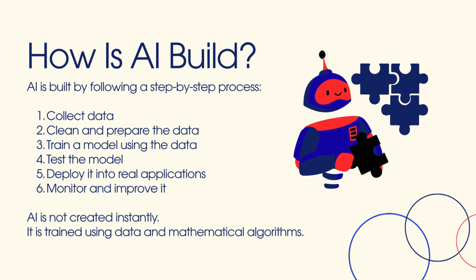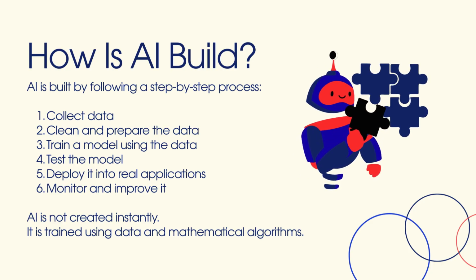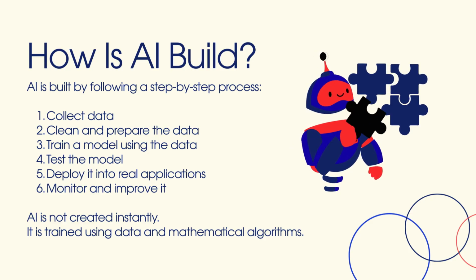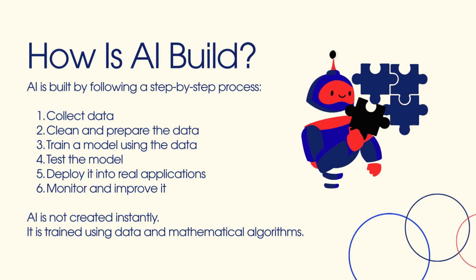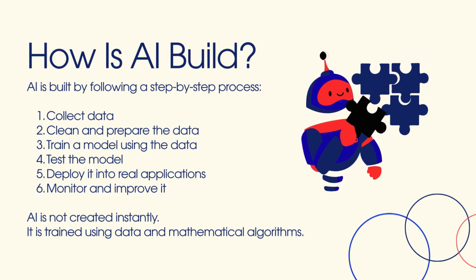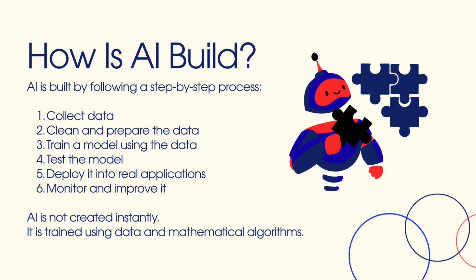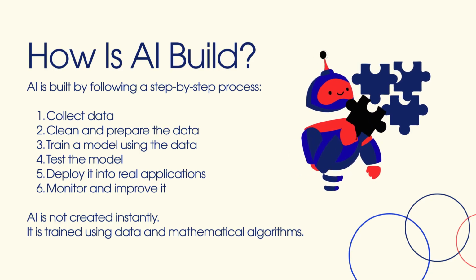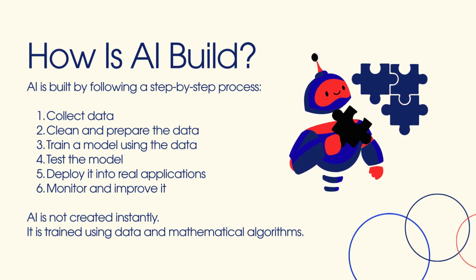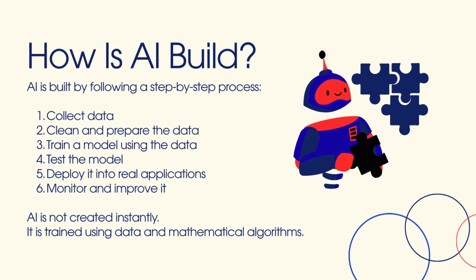After training, they test the model. They check whether it makes accurate predictions on new data. If the performance is good, they deploy it into real-world applications, such as mobile apps, websites, or business systems. Finally, they continuously monitor and improve it to maintain accuracy over time. Artificial intelligence is not created instantly. It is carefully trained using data and mathematical algorithms through a systematic process.